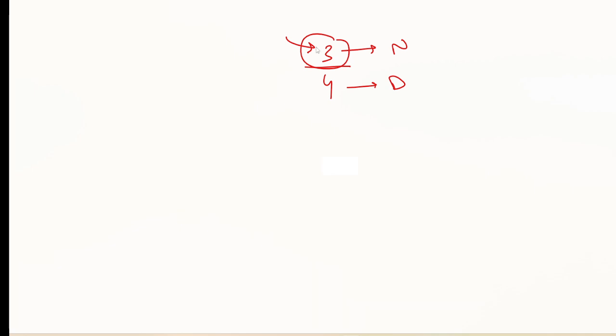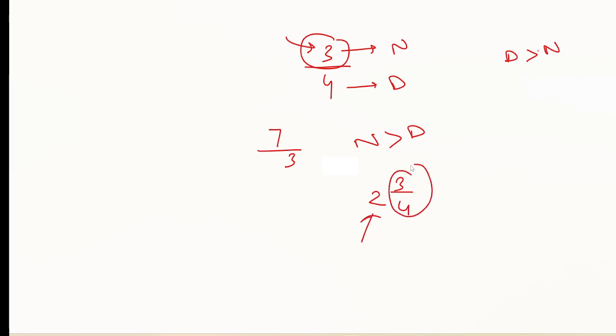Then there are different types of fractions, like this example. Here the denominator is greater than the numerator, right? 4 is greater than 3. So this is called a proper fraction. If I write 7 over 3, here the numerator is greater than the denominator, right? So this is an example of an improper fraction. Then there are mixed numbers or mixed fractions, which are a combination of a whole number and a fraction, like 2 whole 3 fourths. This is a whole number, this is a fractional part. So this is a mixed fraction or mixed number.